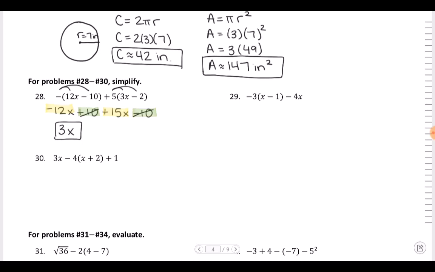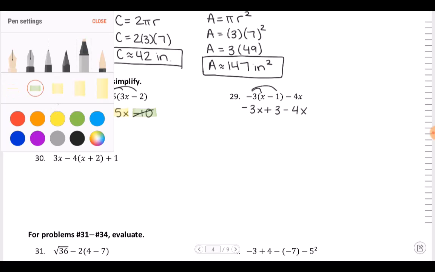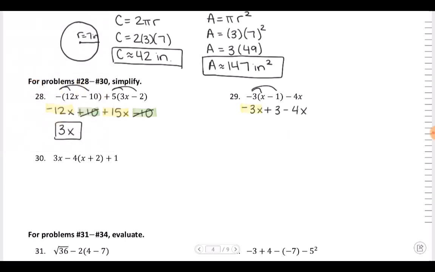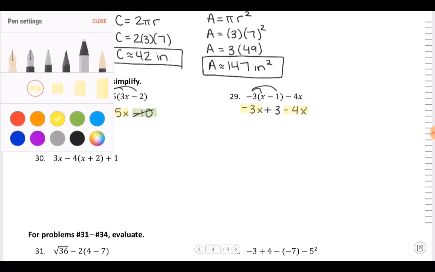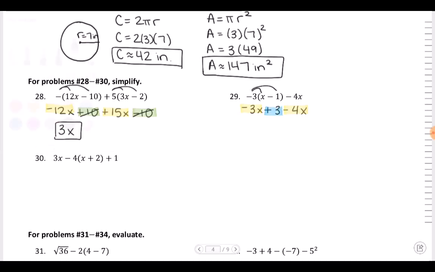All right, number 29, I'm going to distribute. This gives me a negative 3x plus 3, and then minus 4x. So again, look for some like terms here. I see that I have a negative 3x and a negative 4x. And then you've got this plus 3 all by itself. So negative 3 and negative 4, when you combine them, give you negative 7x. And then plus 3 is still just hanging out there.